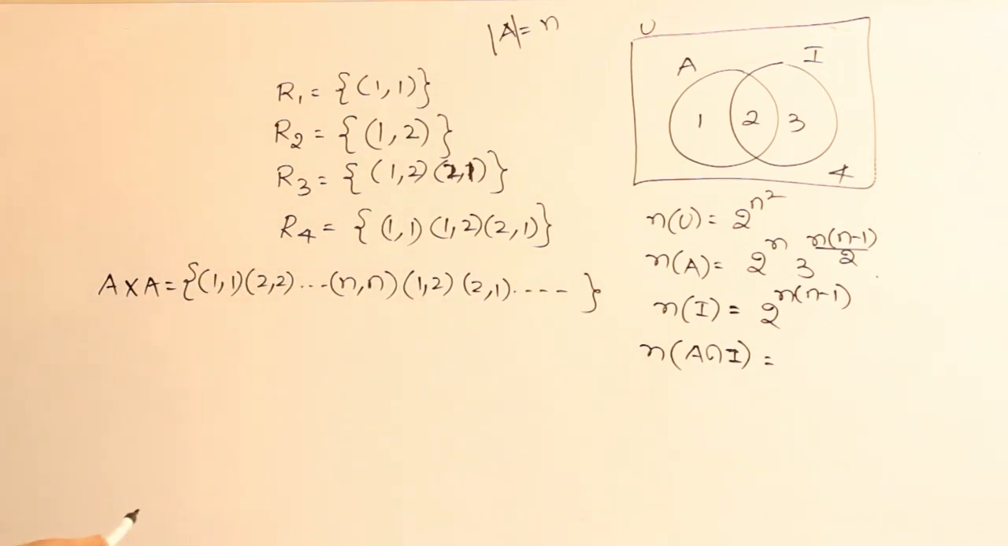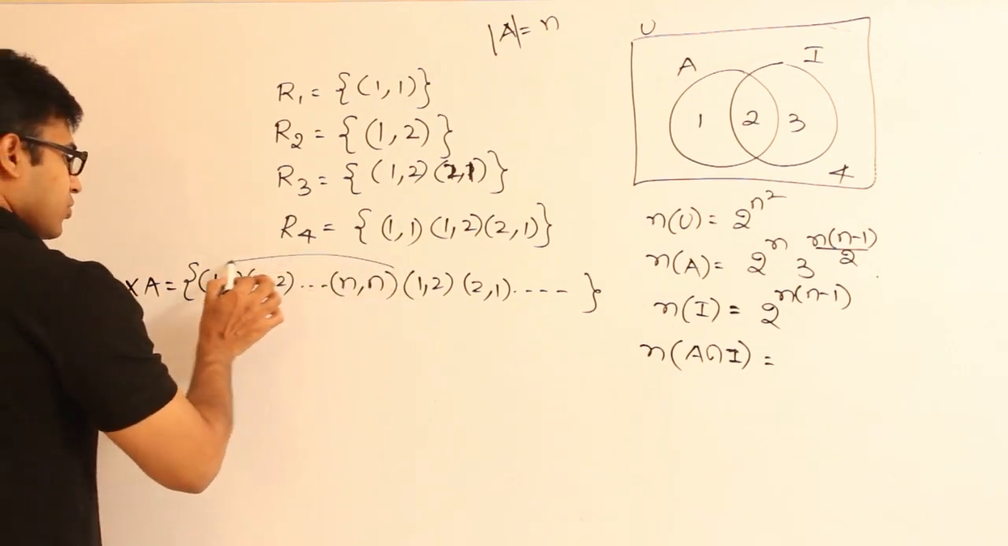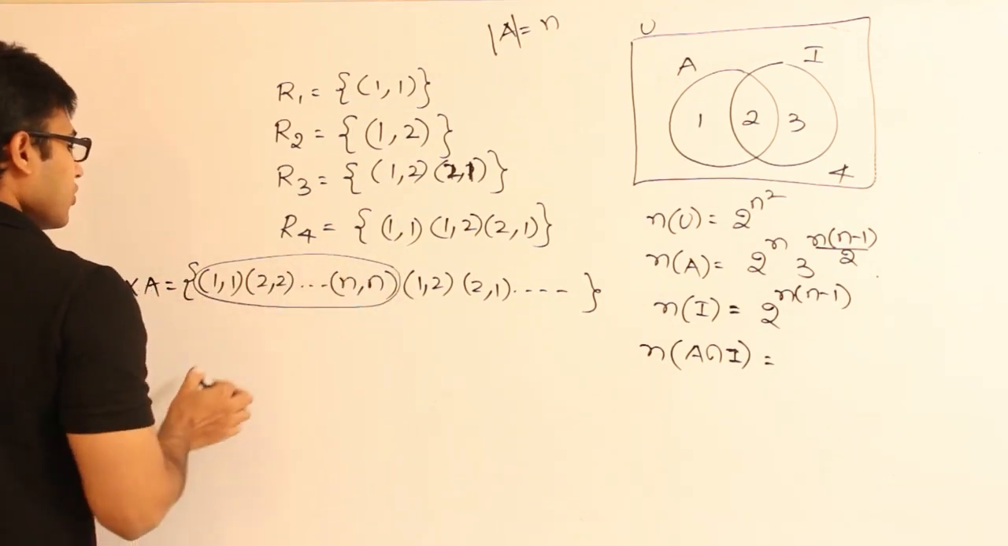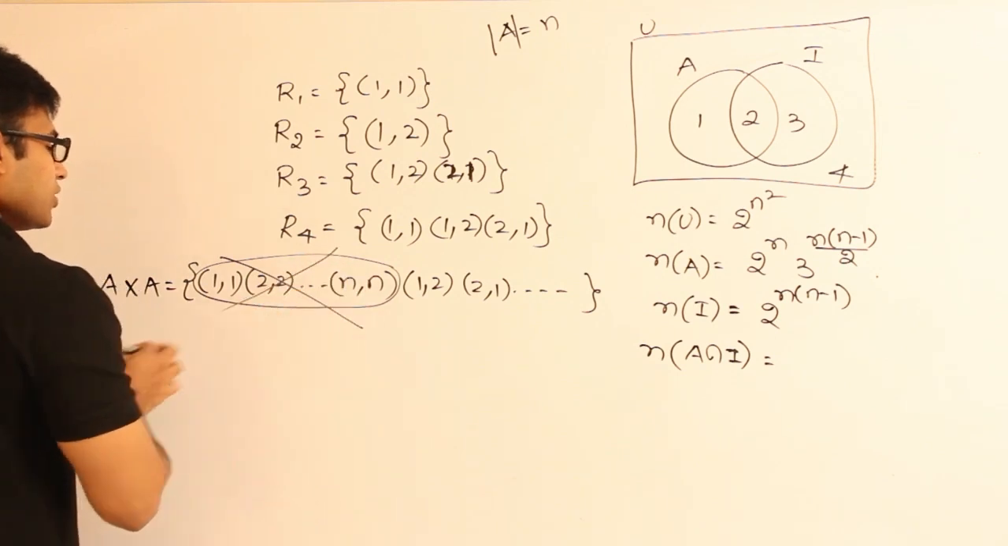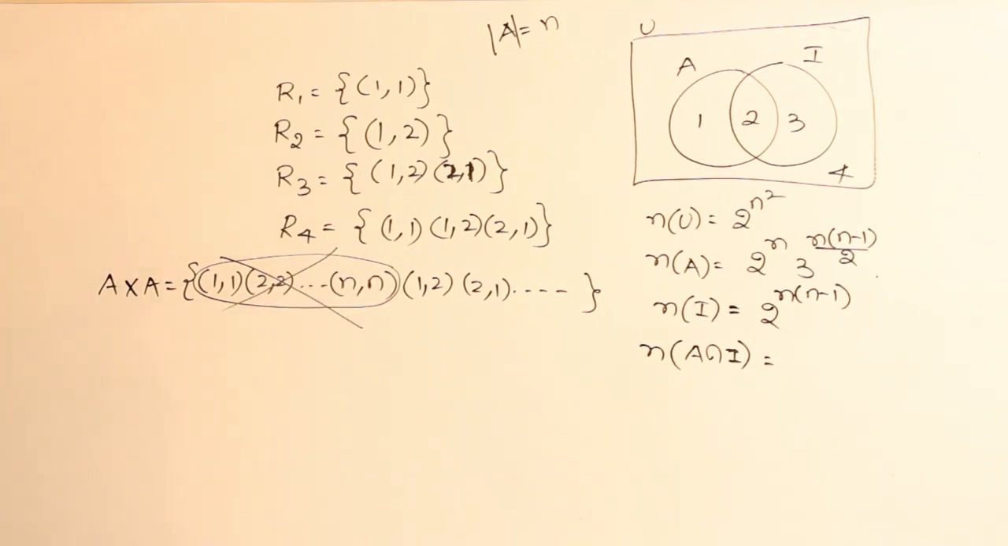Now out of all these elements, all the diagonal elements and non-diagonal elements, how can you find out the relations which are irreflexive? We are not supposed to include this at all. Therefore the choice we have is don't include it. We don't have two choices, we have only one choice. What is it? Don't include it.